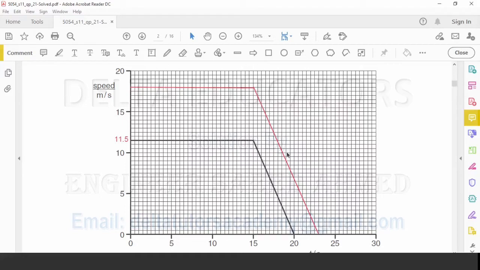So here we have deceleration. The deceleration of the lorry and the deceleration of the car are at the same rate. So the angles of these two gradients will be the same. So here we have plotted the graph between time and speed for the lorry.